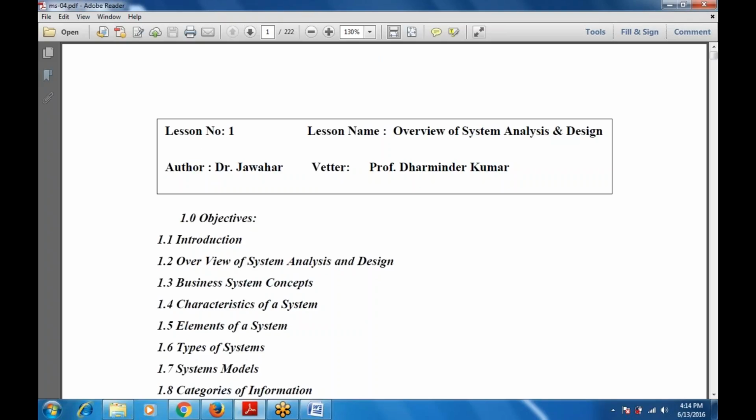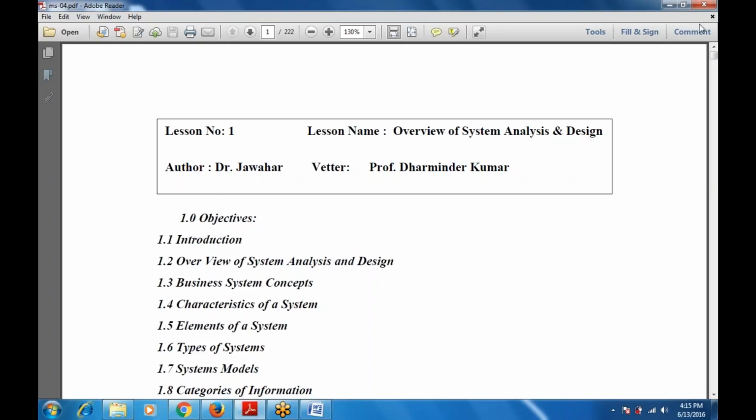So first of all, what is the lesson name? What is the chapter name? That is an overview of the system analysis and the design. That is how to analyze the system and how to design the system. That is the overview, how to design the system, how to analyze the system. But before this, one question arises: what is the system?